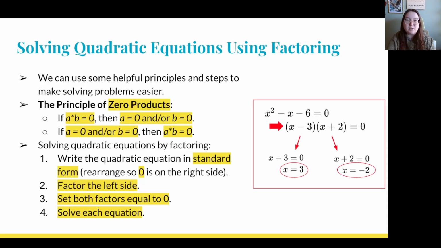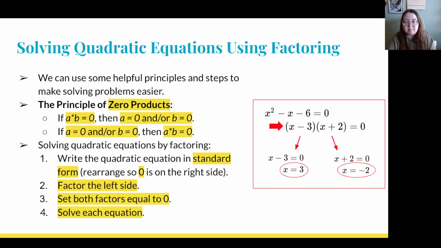Then we just figure out which is negative and which is positive. Since the middle number is negative, the bigger number will be the negative number and the smaller number will be the positive number. If the middle number were positive, that would mean the bigger number is positive and the smaller number is negative. So it's going to be negative 3 and plus 2. So we get x minus 3 times x plus 2 equals 0. We factor our trinomial, and then we set each factor equal to 0.